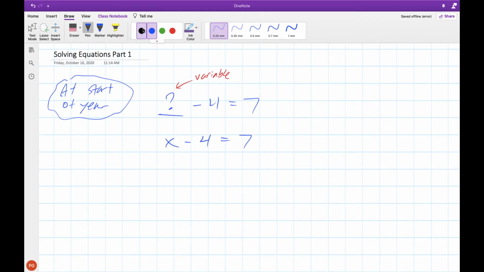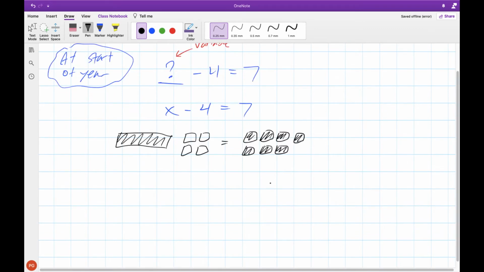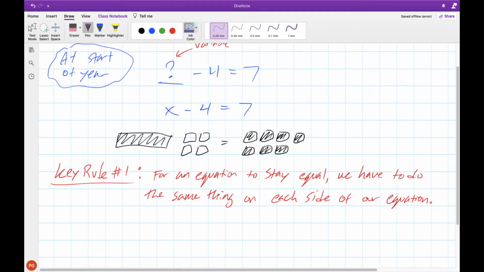The first technique we can use is using algebra tiles. So let's draw this out using algebra tiles. If we did, it would look a little bit like this. Now at this point, it might not be clear what we're supposed to be doing, but there are two key rules anytime we're trying to solve an equation. Key rule number one is that for an equation to stay equal, we have to do the same thing on each side of our equation. So if we added 1 or 10 or multiplied by a number on one side, we'd have to do the same on our other side.